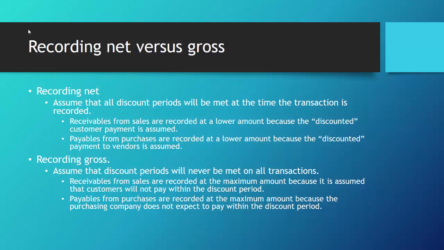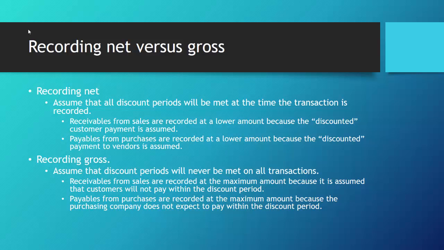We have two options for how we record our sales and our purchases. We can record them either via the net method or the gross method. In the net method, we are going to assume that all discount periods are going to be met at the time the transaction is recorded. What that means is when we make a sale, we assume that our customers are going to pay us as fast as they can in order to get that discount that we were offering in the credit terms. So when we record our revenues from sales, we're going to record them not at the full amount we could get if they forfeited their discount, but instead at that discounted amount. We assume they're going to get 2% off or 3% off or whatever.